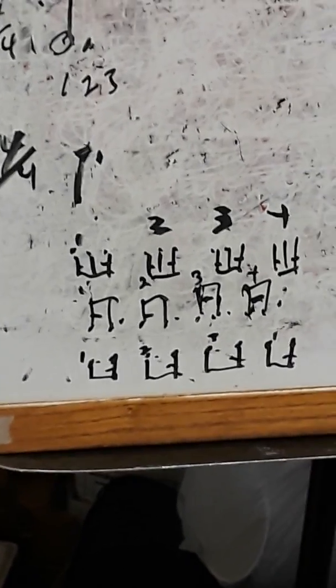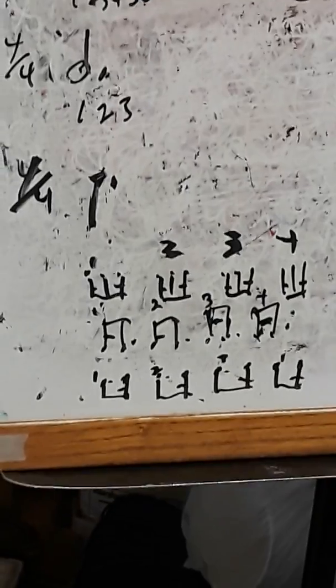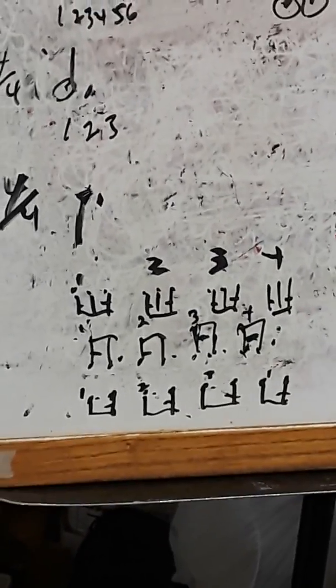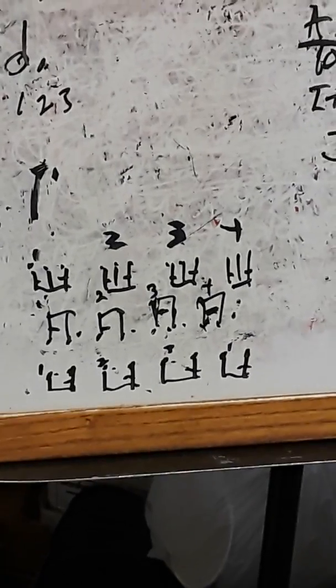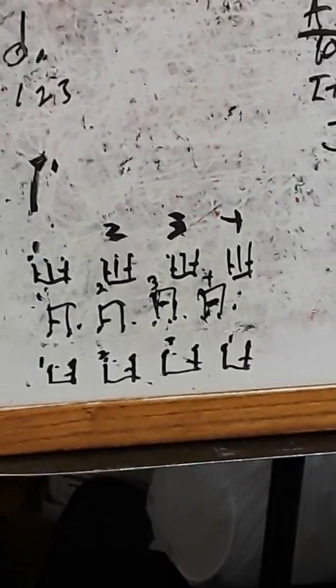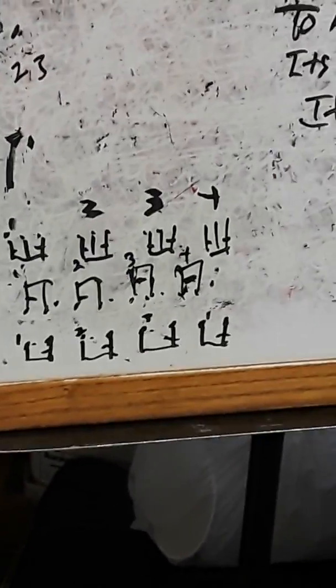Ta, ta, ta, ta. So instead of 1 ta, ta, ta, 2 ta, ta, ta, 3 ta, ta, ta, 4 ta, ta, 1 ta, ta, 2 ta, ta, 3 ta, ta, 4 ta, 1 ta, ta, 2 ta, ta, ta, ta, ta, ta, ta, ta, ta, ta, ta, ta, ta, ta, ta, ta, ta, ta, ta, ta, ta, ta, ta, ta, ta, ta, ta, ta, ta, ta, ta, ta, ta, ta, ta, ta, ta, ta, ta, ta, ta, ta, ta.